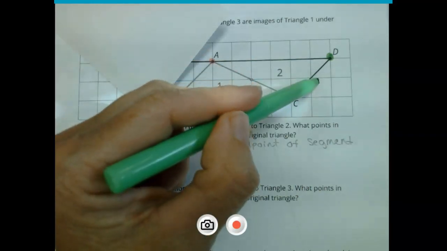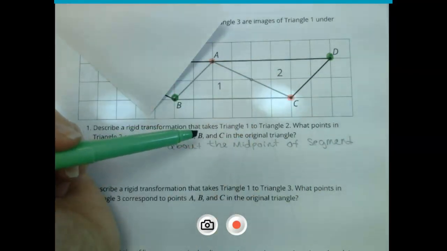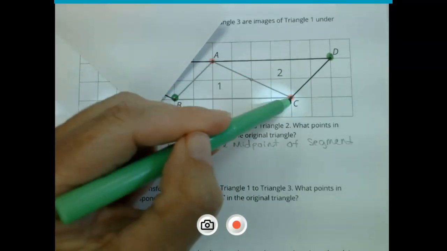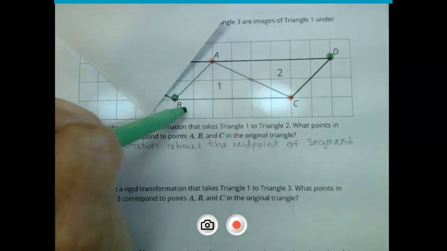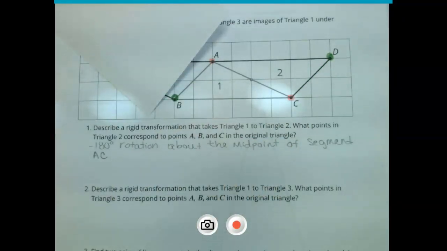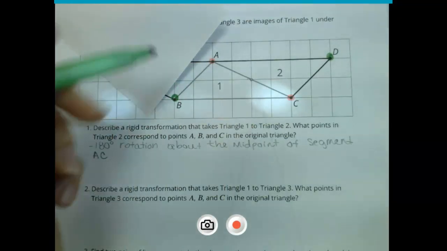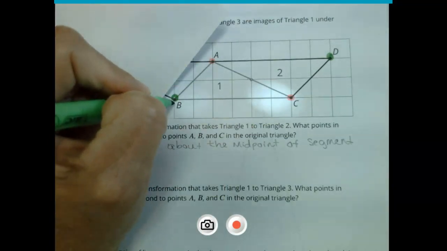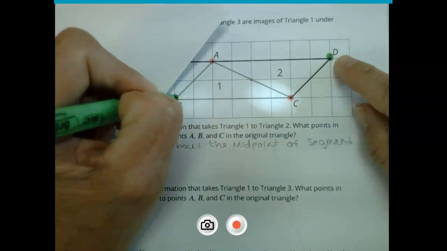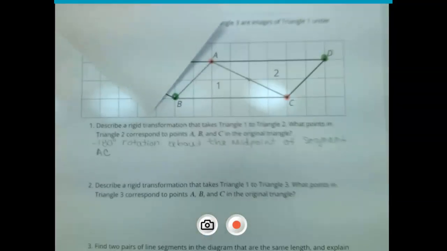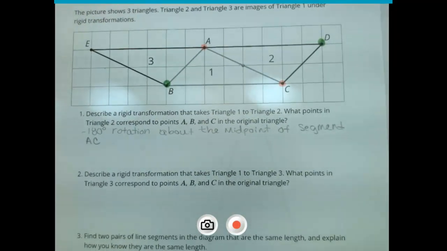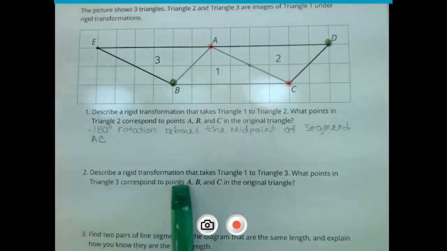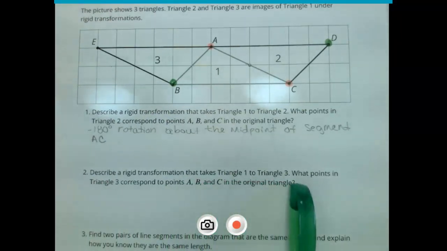B and D. And let me see, then we had A corresponds to our original C. Okay, so that covers all 3 points of your triangle, okay? All right, because all you had to do was look at your straight lines to the opposites, because we rotated it 180 degrees. All right. Okay, so then number 2, let's see what number 2 says. It says, describe a rigid transformation that takes triangle 1 to triangle 3.